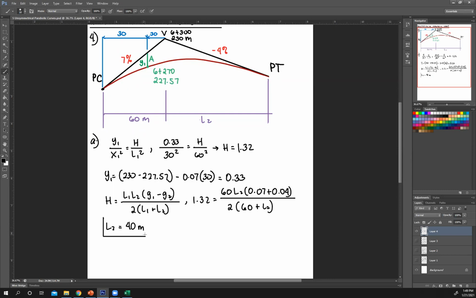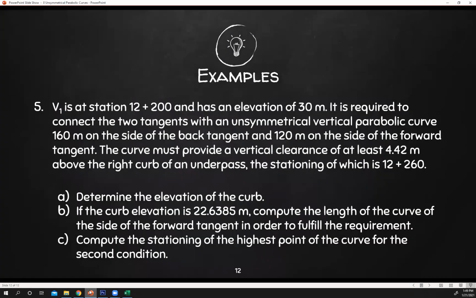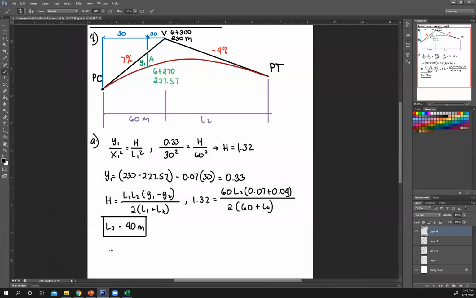So that's the first part. Easy enough. Next, letter B. Determine the stationing of the highest point on the curve. Stationing of the highest point, okay, as you can see in the drawing, it's this point. Let's call that point Q.